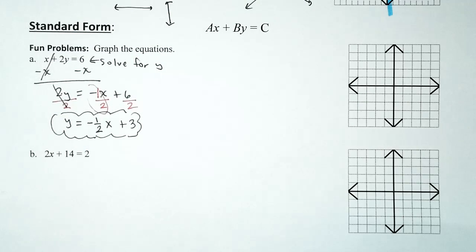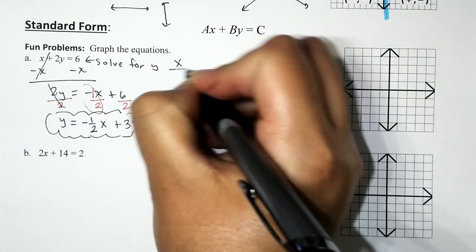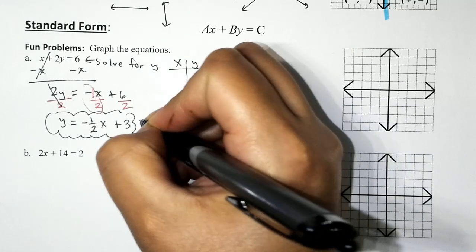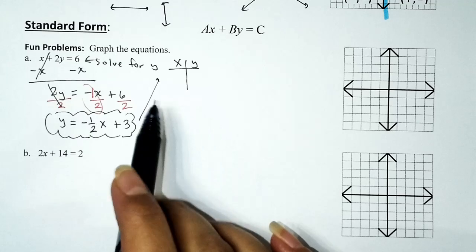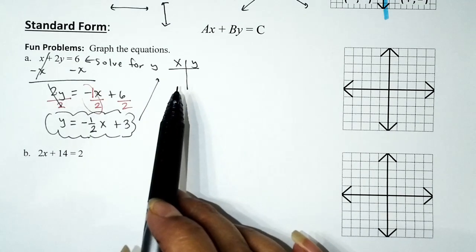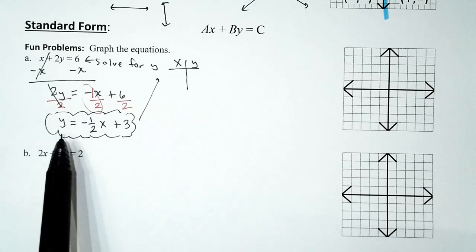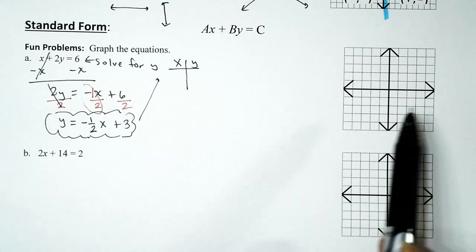Okay. So now that we solved for y, let's go ahead and do an xy table. We call it an xy table because we have a table with x and y values. So we can pick random values for x or random values for y. Let's pick random values for x, because we already have this solved for y. So you pick any value of x, any value of your liking.